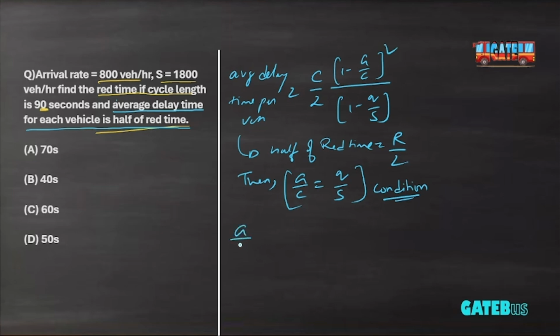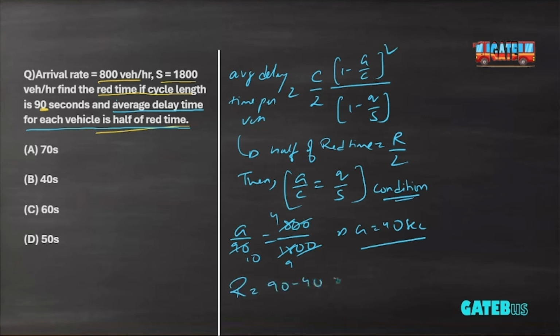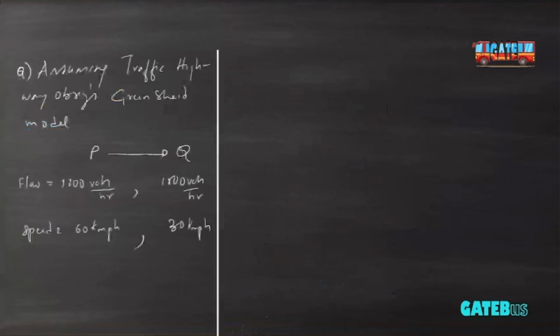Now you have C as 90, and both Q and S are in vehicles per hour. So 800 by 1800, which is 4 by 9, and G is equal to 40 seconds. So as G is equal to 40 seconds, R will be 90 minus 40, that is 50 seconds. So we got option D, 50 seconds.